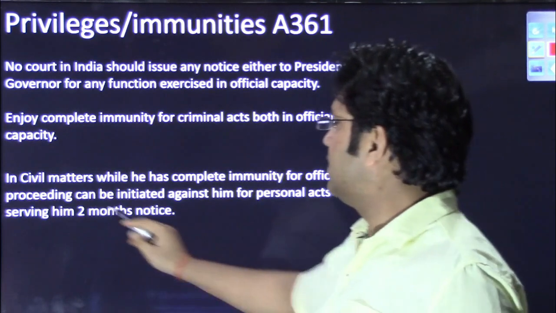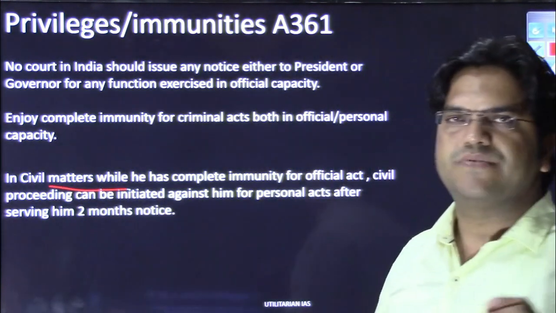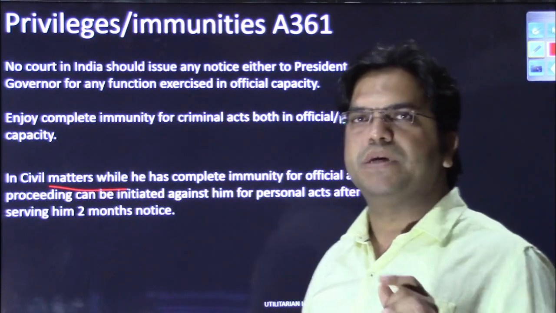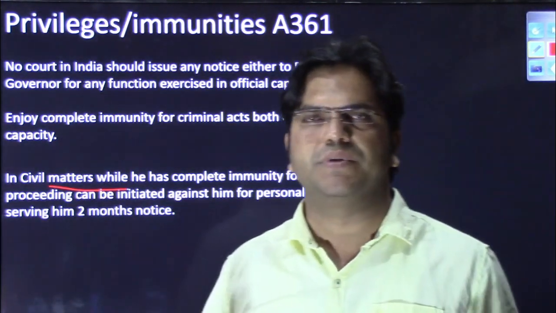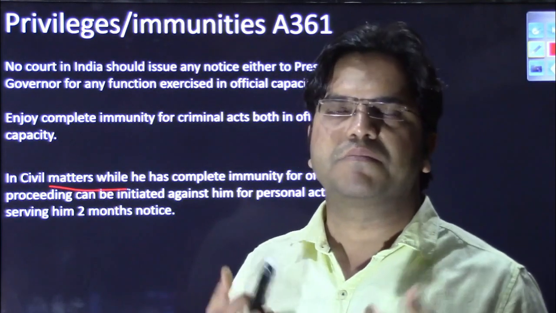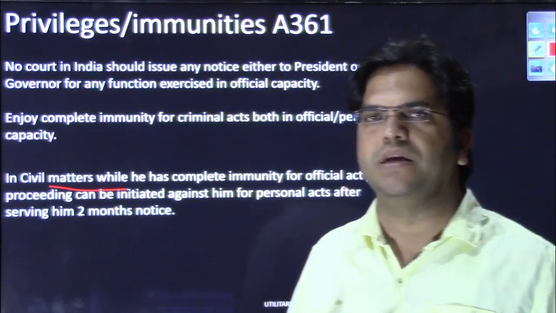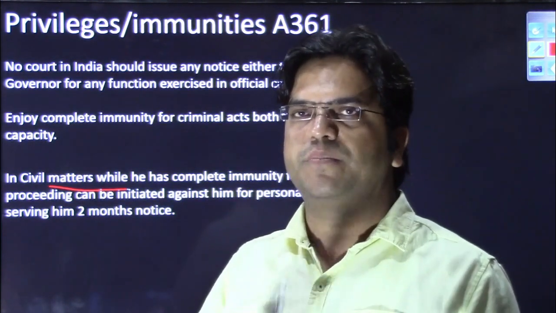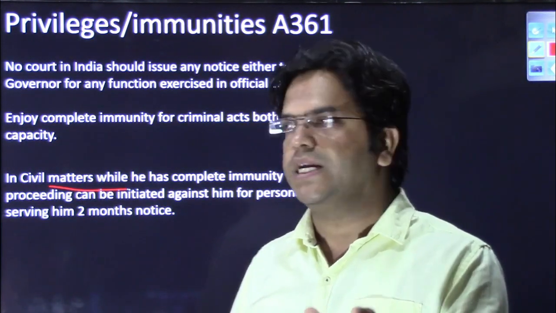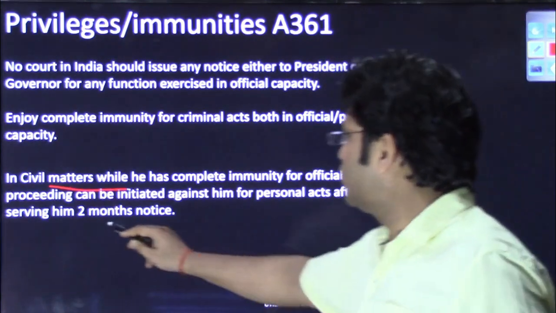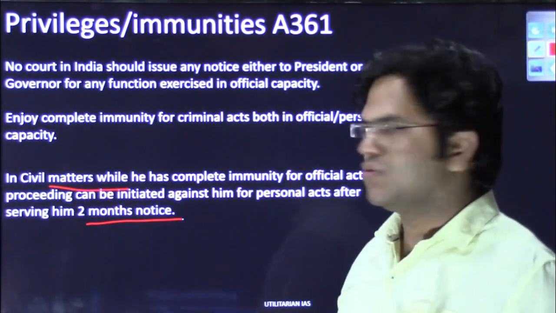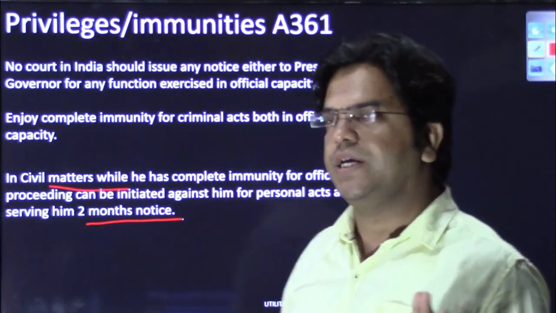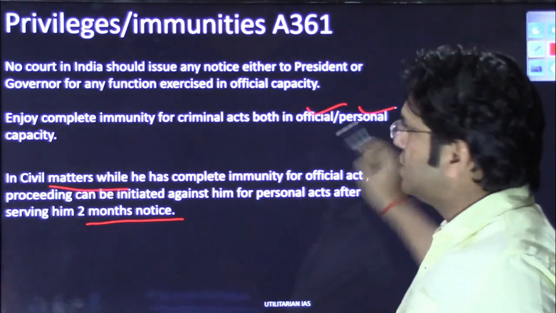What about civil matters? In civil matters, as far as official acts are concerned, there is total exemption again. But in personal affairs, if the president has some contractual obligation towards me at a personal level, then I can sue the president, not President Ramnath Kovind personally, I can sue him, but only after a 2 months notice. So in criminal matters, complete immunity, both in official and personal capacity.